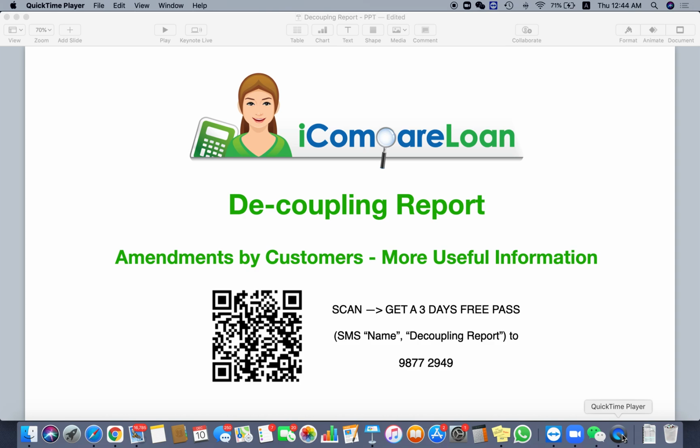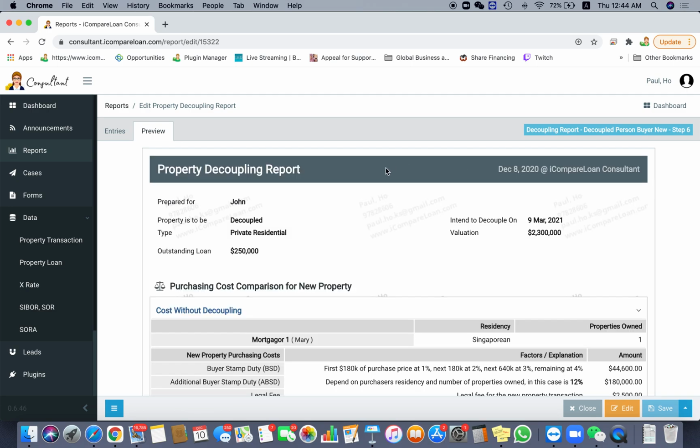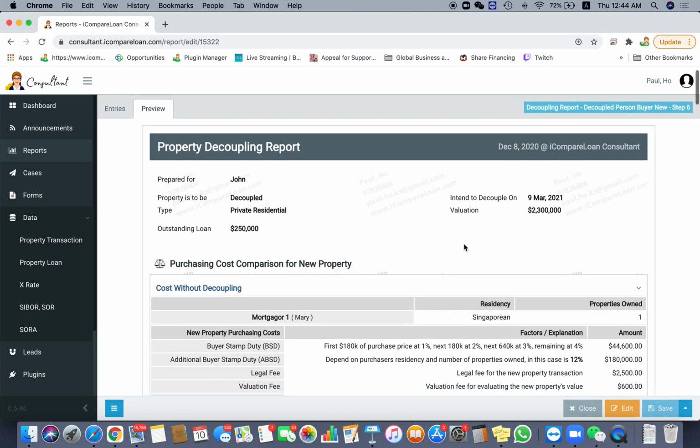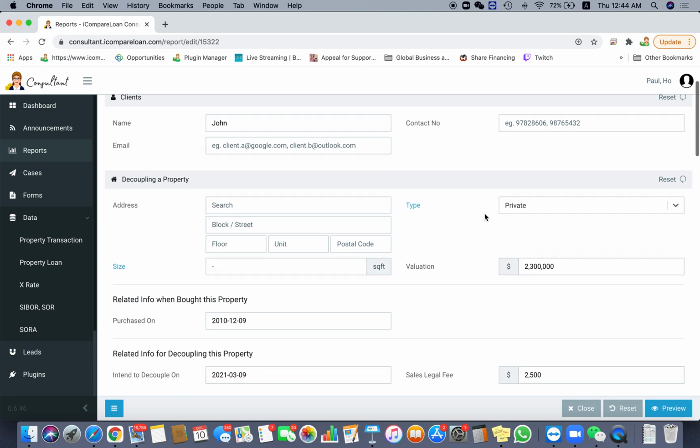Then your customers come back or your friends come back and say, what if I want to add more information in, I want to make certain amendments, what do I do? Then you go to here and say, okay, this is step six or part six, doesn't matter. Open this up, right? And then we do an edit.